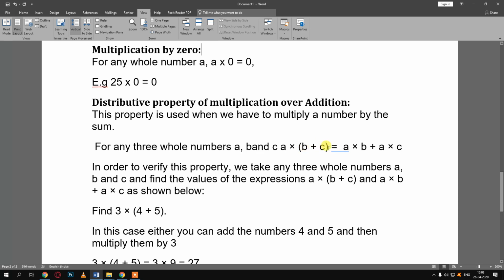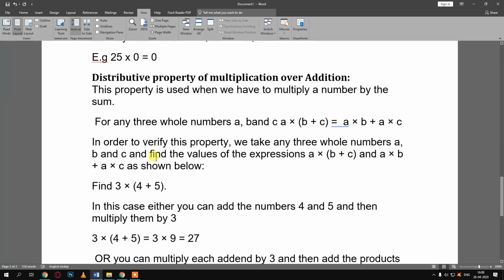And you can solve it in two ways. Either we can do the sum of b plus c and then multiply whatever result you get by a, or we can distribute this a over b and c like this. Here we have done a multiplied by b first, then plus a multiplied by c. Now in order to verify this property, we take any three whole numbers a, b, c and find the values of this expression. So now we will verify this identity. We will take three whole numbers and then verify this expression. First we will verify this expression and then we will verify this expression.